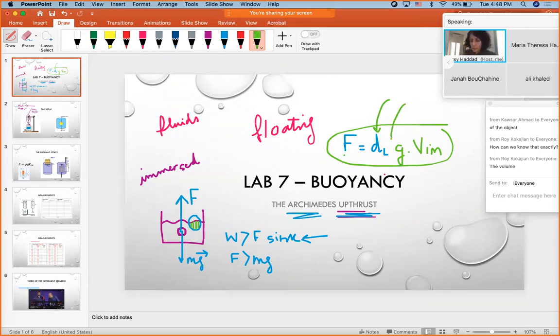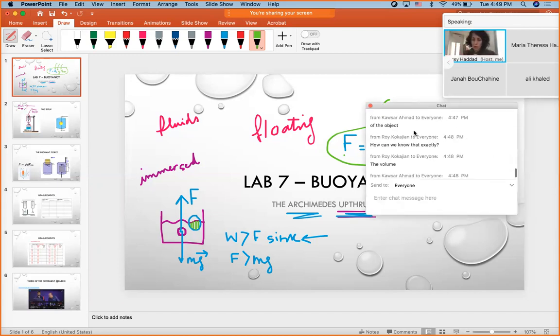It does have something to do with gravity, because eventually it's in newtons, and all forces are affected by gravity. And it is related to V, because the more volume you occupy inside the liquid, you push the liquid away, and then Newton's third law, for every action there's an equal and opposite reaction, the liquid is gonna push you back. Now back to the questions, Roy.